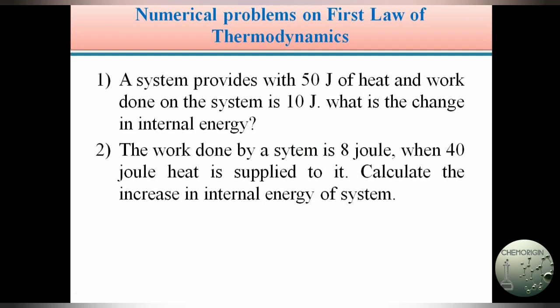I can solve it. Okay. The first problem is: a system is provided with 50 joules of heat, so given heat is 50 joules, and work done on the system is 10 joules. W is 10 joules. What is the change in internal energy? This is a very simple problem, I think a 1 mark problem. And the next problem is: the work done by a system is 8 joules when 40 joules of heat is supplied to it. So Q is 40 joules and W is 8 joules. Calculate the increase in internal energy, which is indirectly asking again for the change in internal energy.